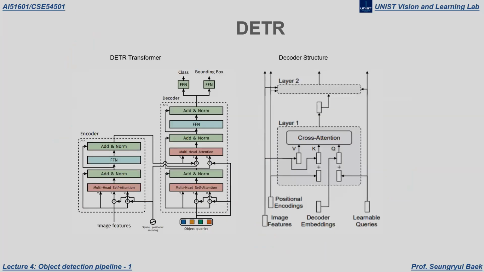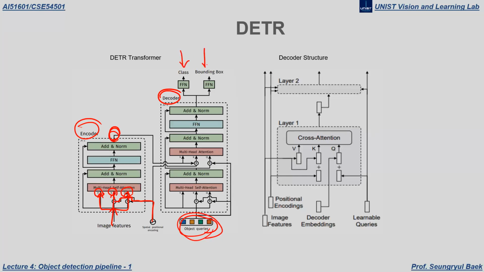So you can see the architecture of DETR in detail like this. This is the encoder, this is the decoder. Image features are input to the encoder, first added with some positional encoding and transformed to key, query, and value. And the self-attention mechanism is applied to get the feature vector. And the object queries are some learnable parameters, some floating values, which are learned during the training.